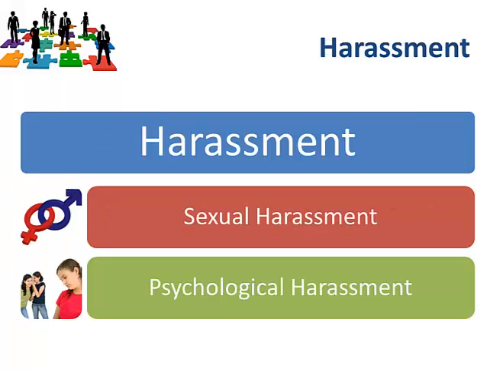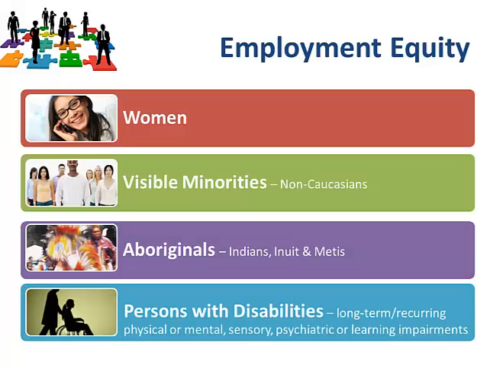In Canada, harassment is any behavior that demeans, humiliates, or embarrasses a person. We're all too familiar with sexual harassment, but there is another form of harassment, psychological harassment, that happens all too often in the workplace. Something like workplace bullying would be considered psychological harassment. I spoke earlier about employment equity. There are 4 designated groups: women, visible minorities, Aboriginals, and persons with disabilities.